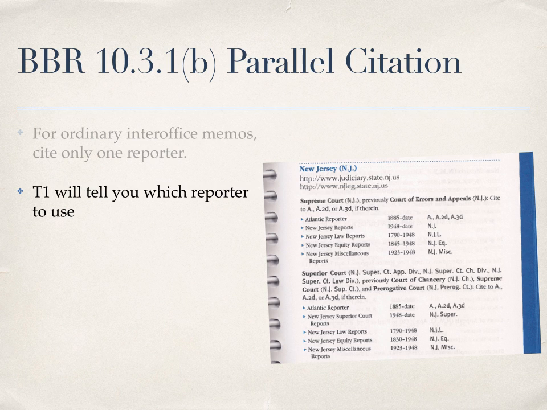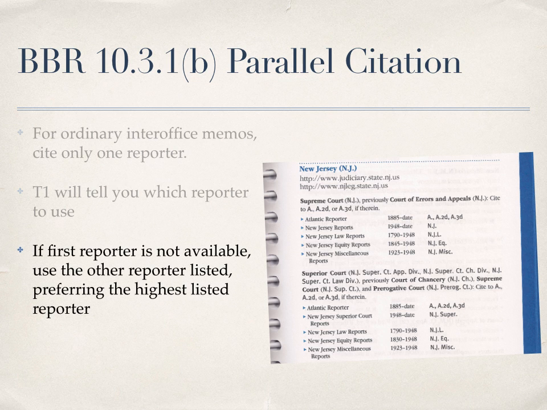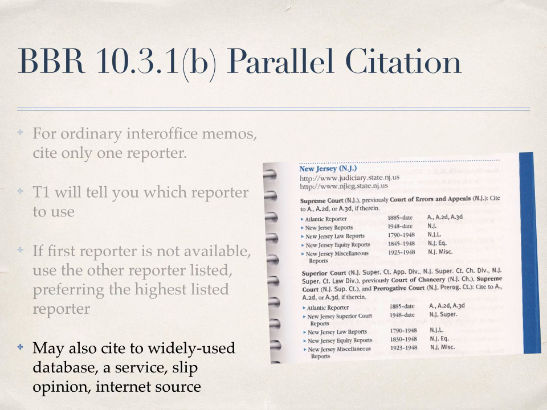This means that if the opinion appears in the Atlantic reporter, that's the one that you should use. You may need to cite a case that doesn't appear in the first listed reporter. In that case, use one of the other listed reporters. They're actually arranged in preferential order in each T1. If the case is not available in a listed reporter, you can cite to a database, service, slip opinion, or other reliable internet or print source.